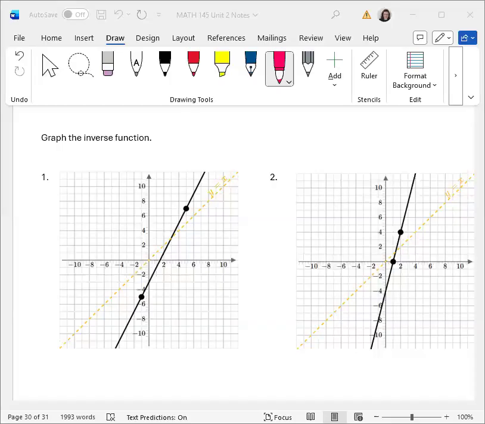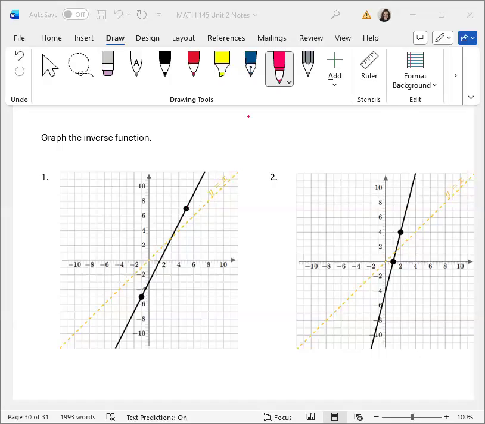In this video, we're going to be graphing the inverse of a function. So remember that an inverse is where you interchange the x and the y coordinates. Therefore, when we look at the graph, it is going to be a reflection over the y equals x line, which is graphed here in a gold color.